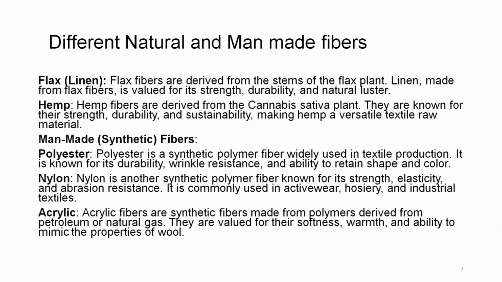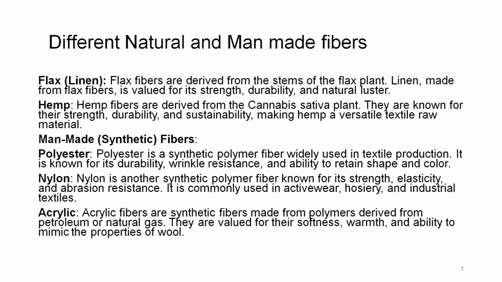Different natural and man-made fibers. Flax, which is linen. Flax fibers are derived from the stem of the flax plant. Linen made from the flax fiber is valued for its strength, durability and natural luster. Hemp. Hemp fibers are derived from the Cannabis sativa plant. They are known for their strength, durability and sustainability, making hemp a versatile textile raw material.